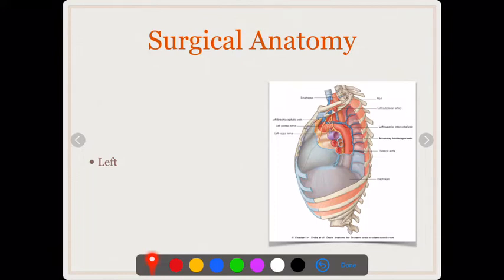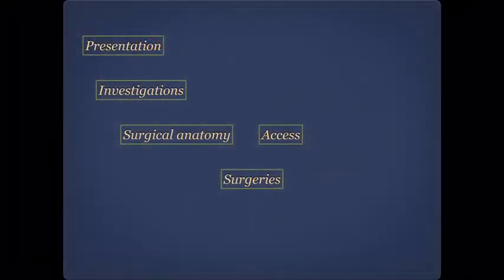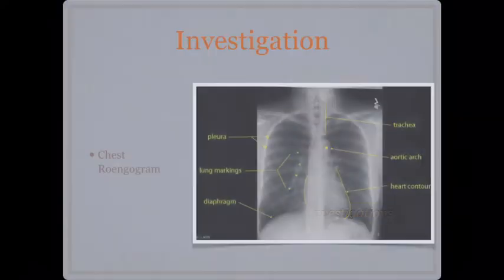So, what you have to remember is that the anatomy of the right side of the thorax is different from the anatomy of the left side of the thorax, and depending on which organ you are interested in operating on, we need to do thoracotomy on that side. So, that is the importance of surgical anatomy of the thorax. Once we are done with surgical anatomy, let us have a look at the various investigations that are available with us to investigate these thoracic patients.